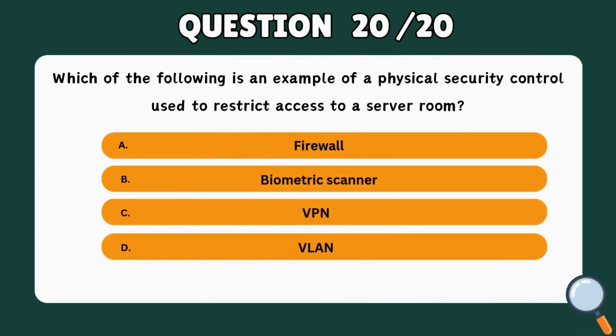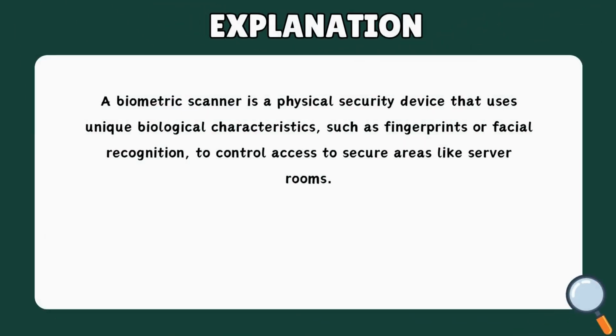Question 20. Which of the following is an example of a physical security control used to restrict access to a server room? A. Firewall. B. Biometric scanner. C. VPN. D. VLAN. Correct answer: B. Biometric scanner. A biometric scanner is a physical security device that uses unique biological characteristics, such as fingerprints or facial recognition, to control access to secure areas like server rooms.